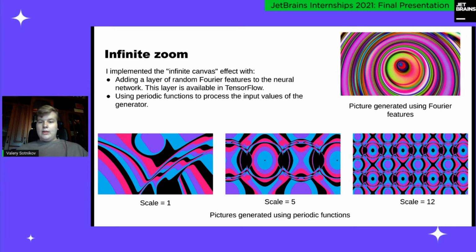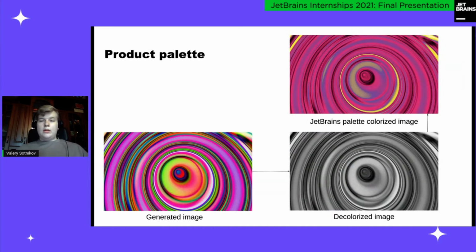Okay, the next slide is about product palette. It's another important option I worked on, product coloration. It allows you to create images using JetBrains product colors or any other colors. First, the picture is decolorized, then presented as an array, and each shade of gray is converted into an RGB shade of one of the product colors. You can see it on the slide.